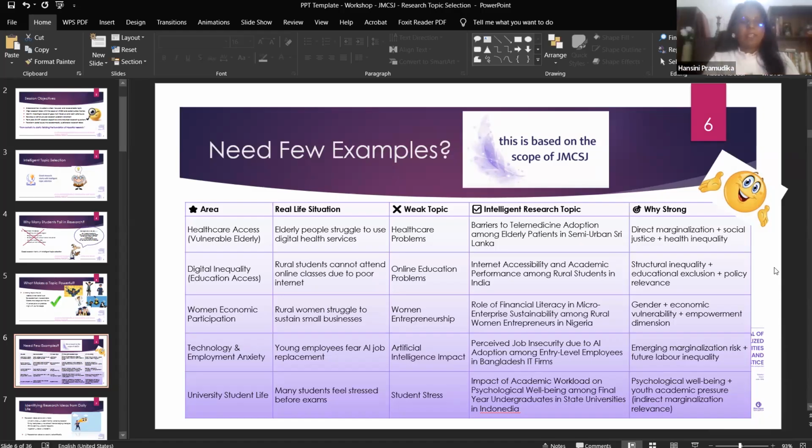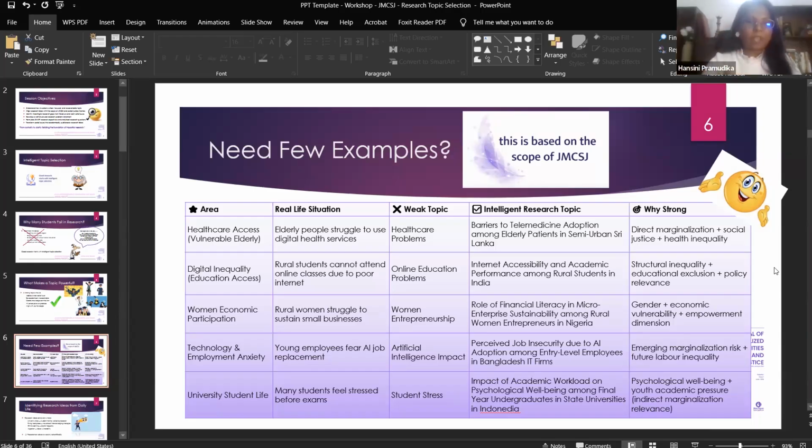There are 5 areas: healthcare access, digital inequality, women in economic participation, technology and employment anxiety, and university student life. These are the selected 5 areas. At the same time, you can identify the issues in real life related to these 5 areas, the real life situation. So I am going to take an example.